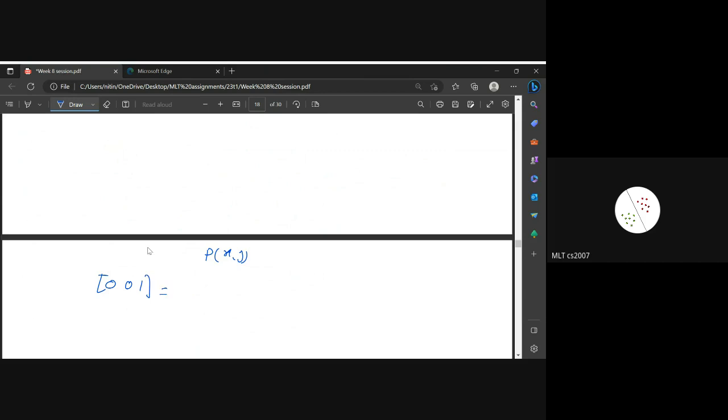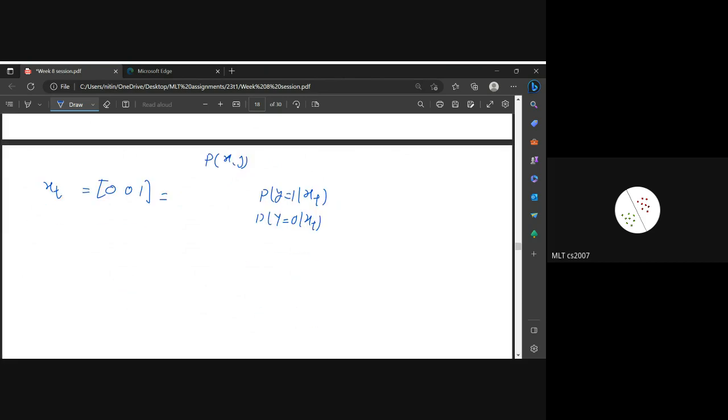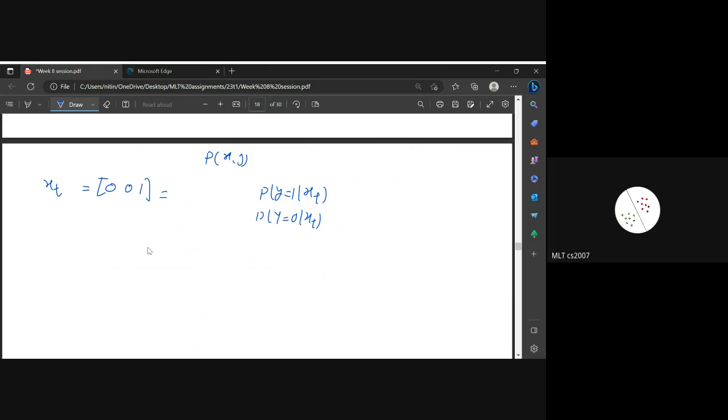So how will you make the prediction for this data point? This is now your X test. What you need to find are the values of P y equal to 1 given the data point and P y equal to 0 given the data point, right? Now apply the Bayes rule. So Bayes rule says that P y equal to 1 given the data point is P x given y equal to 1 times P y equal to 1 upon P xt, right?